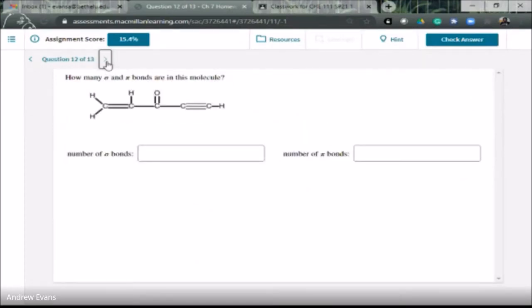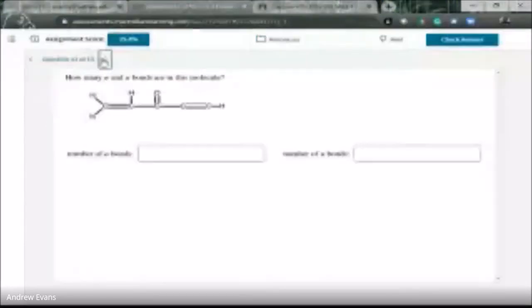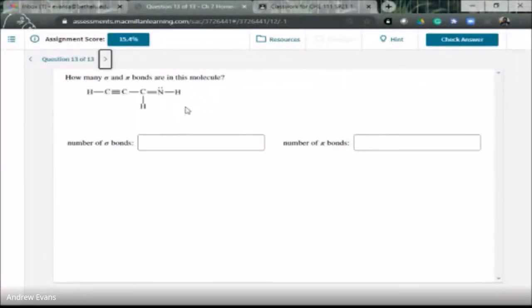This one, sigma and pi bonds. Remember, a double bond counts as 1 sigma and 1 pi, and a triple bond counts as 1 sigma, 2 pi. So you count all the bonds once to give you all the sigma, and then you count all the double and triple bonds as a pi or 2 pi and add those up. Easy peasy. And then one more just like that.